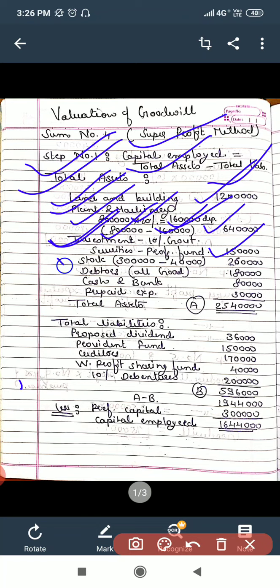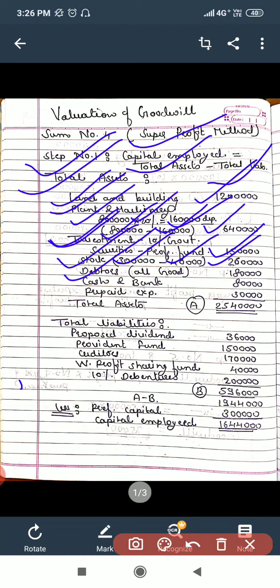After that you have the stock. It has been instructed to you in information number 3 that the stock includes certain items which are useless, costing rupees 40,000, having no scrap value. Okay, so the stock which is there having no scrap value will not form the part of total assets over here. So that is why 3 lakhs minus 40,000, how much you are getting? 2,60,000.